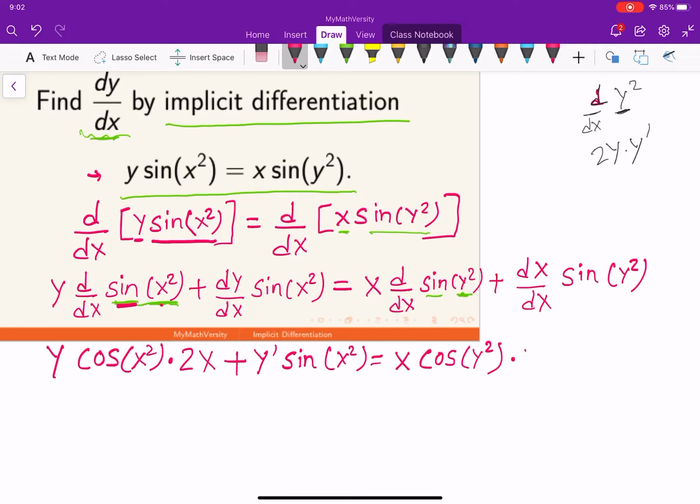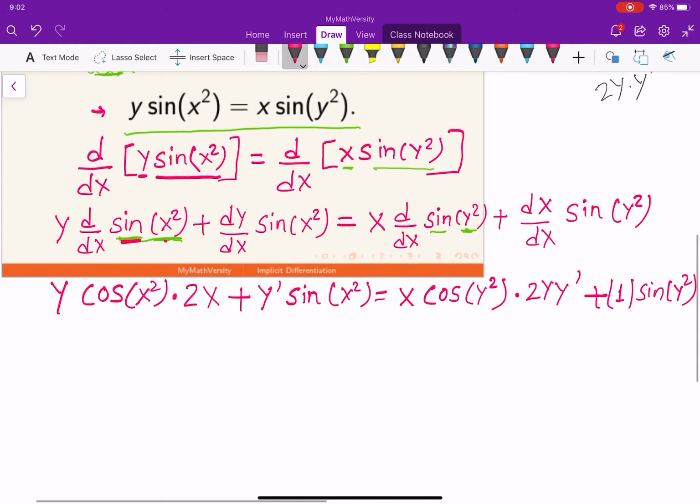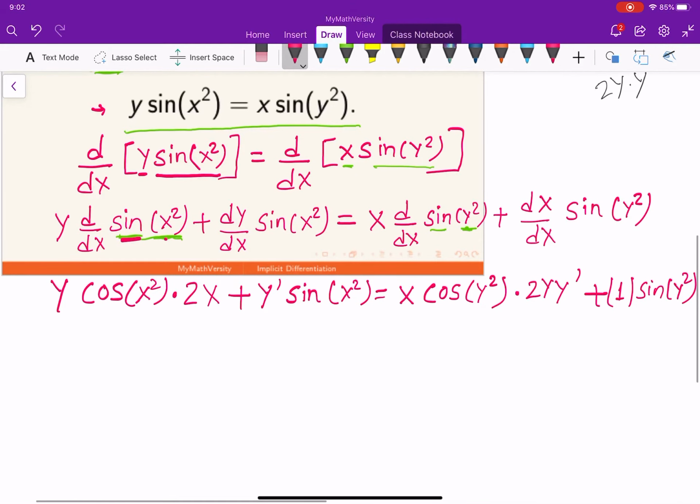So let's write that down here. Cosine of y square times 2y y prime is the derivative of sine of y square. Now plus the derivative of x with respect to x, which is 1. So in that case, we have 1 times sine of y square, right? So this is the differentiation of the given equation with respect to x on both sides. This is one of the first steps of implicit differentiation.